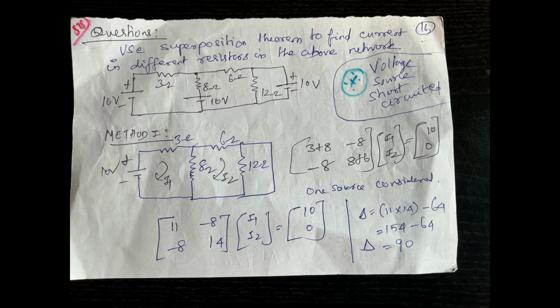Method 1: put mesh currents I1 and I2. Mesh 1 contains 3 plus 8. Mesh 2 contains 8 plus 6. The common element is 8, so put minus 8. The voltage column is 10, 0; the 10 volt source is minus to plus in the mesh direction, so put plus 10. With one source considered, we obtain a 2 by 2 matrix times I1, I2 equal to 10, 0. The determinant value is 90.